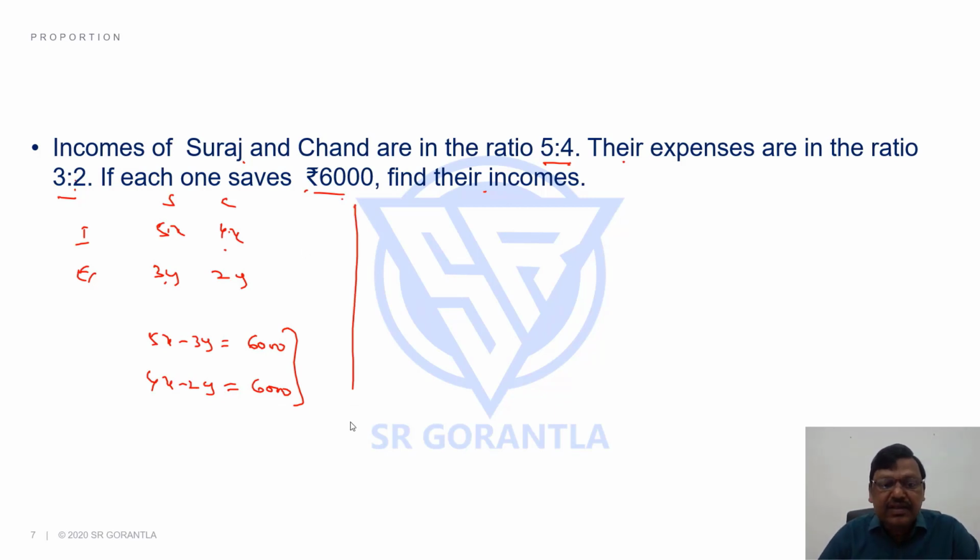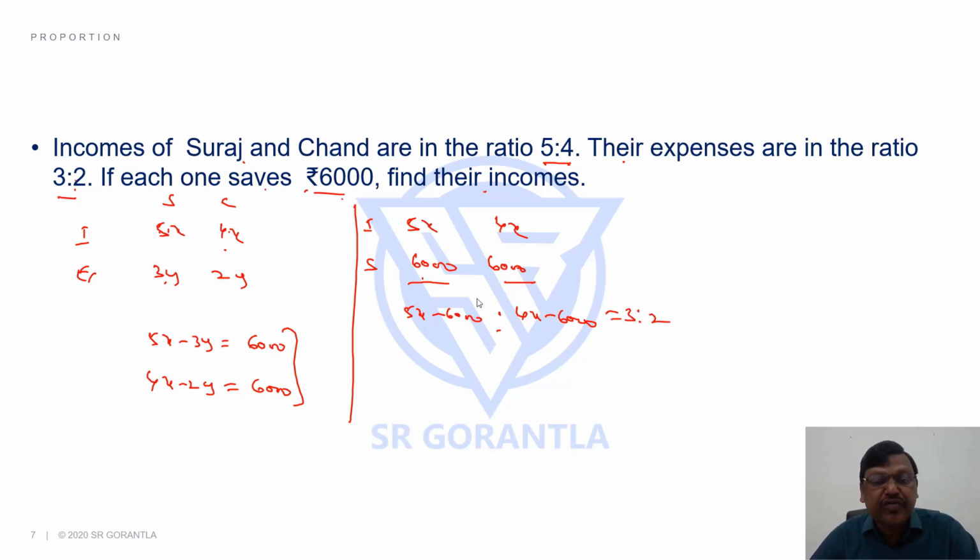Now, the second approach will be, we'll use the ratios concept only. Incomes of them are 5x and 4x. Now, each one saves 6,000. Now, the income minus savings will give expenditure. 5x minus 6,000, here it is 4x minus 6,000. Now, the ratio equals 3:2 means we can write product of extremes, product of means and get the answer. Here we are getting two variables and two equations. We are trying to get only one variable and one equation.